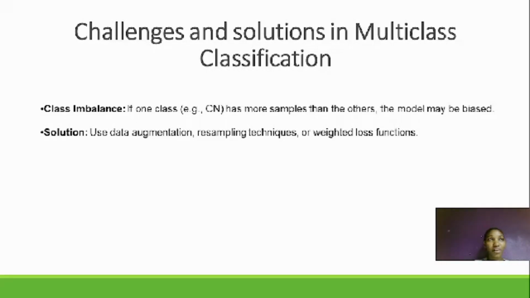Here you can create duplicate data in the classes that have few samples, so it will balance the samples between the classes. And then weighted loss functions. There you add weights to the classes, so that the classes that have few samples may be seen by the model as very important, and it will give them a lot of attention.